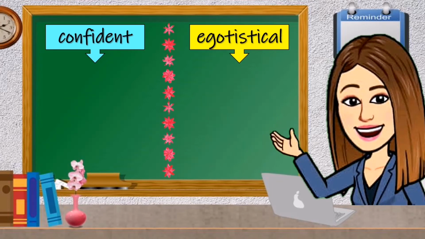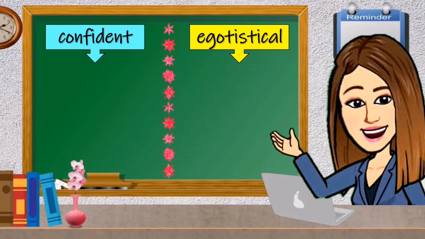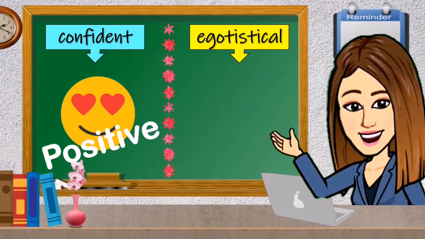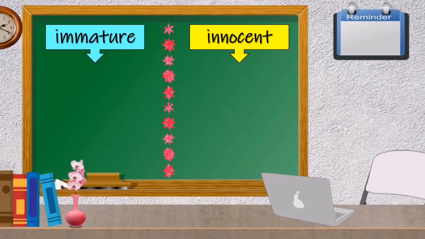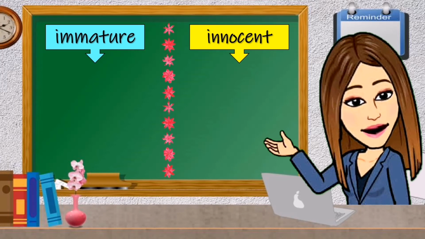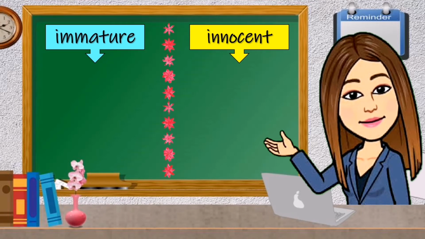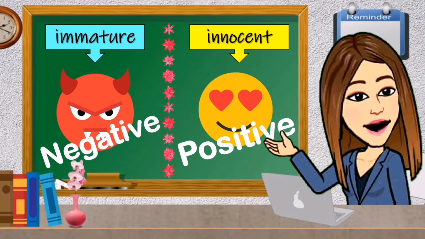Number 2. Confident and egotistical. Which has more positive and which has more negative connotation? The answer is confident has a more positive connotation while egotistical has a more negative connotation. Number 3. Immature and innocent. Which has more positive and negative connotation? The correct answer is innocent has a more positive connotation and immature has a more negative connotation.